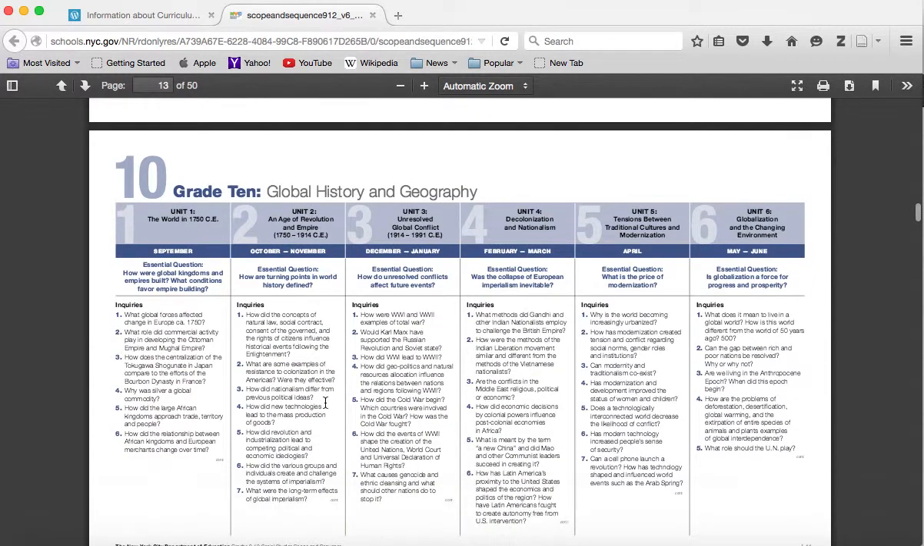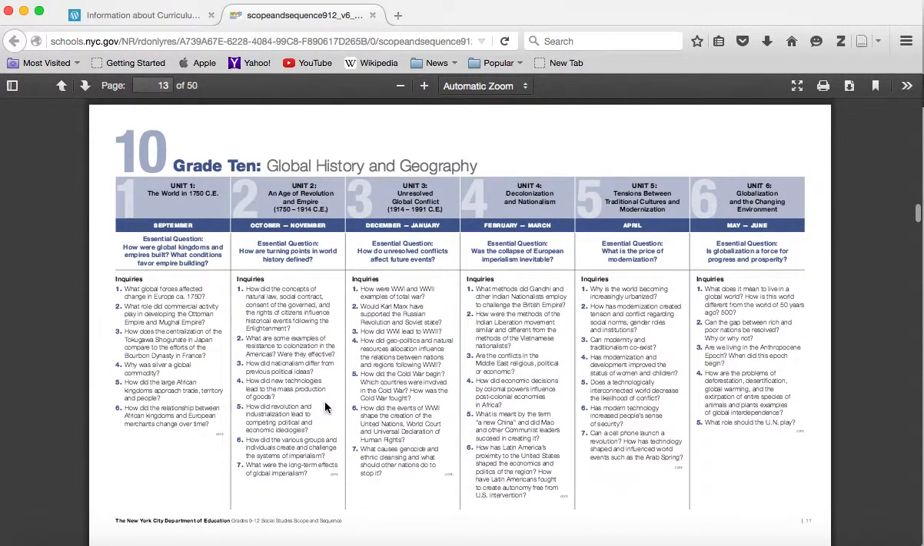Now, grade 10 covers the second half of global history and geography. There are 6 units here for grade 10 as well. In grade 10, we cover things such as the world in 1750 CE, an age of revolution and empire, unresolved global conflicts, decolonization and nationalism, tensions between traditional cultures and modernization, and globalization and the changing environment.